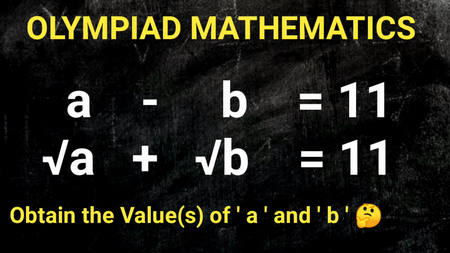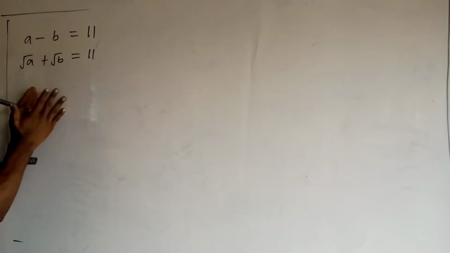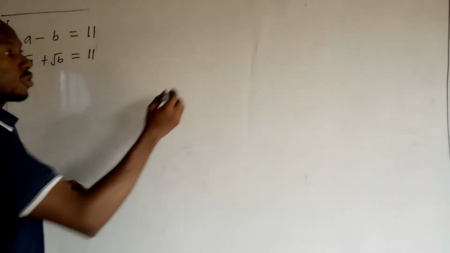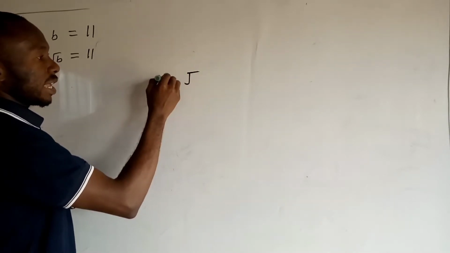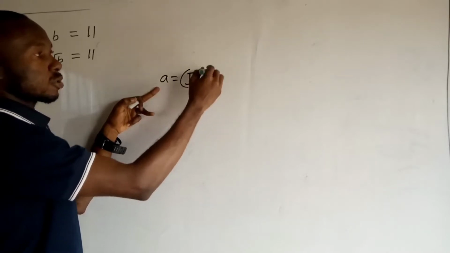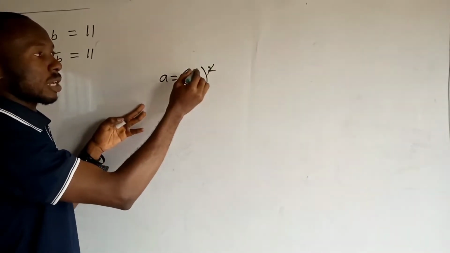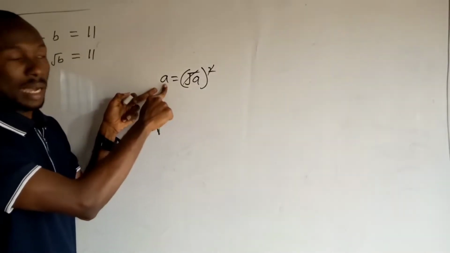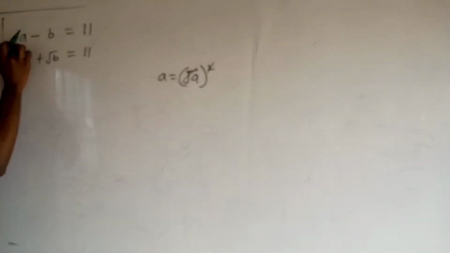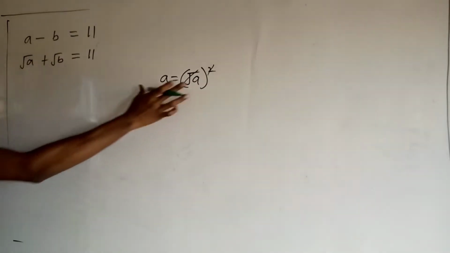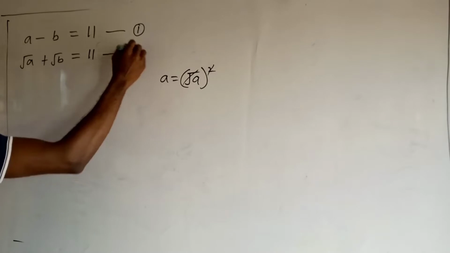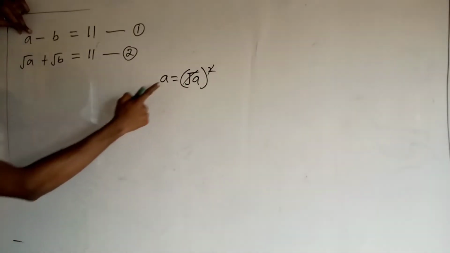Okay viewers, I'm going to show you a very easy trick to solve this problem, but I want you to remember something. If I have A, I can write A as square root of A, all squared, because the square takes away the root and you're back to A. So always remember this. Now with that idea, I'm going to rewrite equation 1 in this format. I have equation 1 and equation 2.